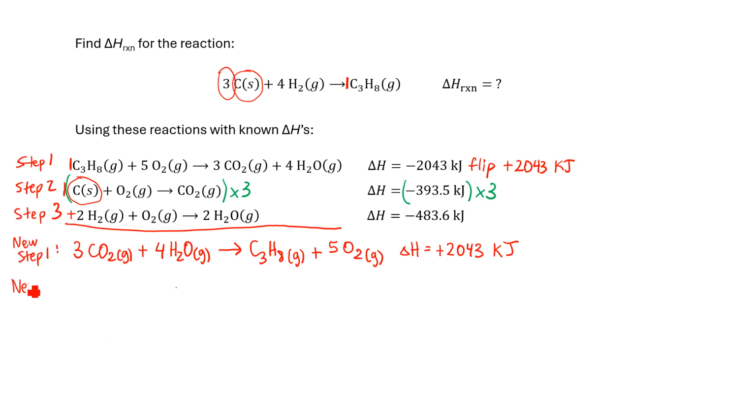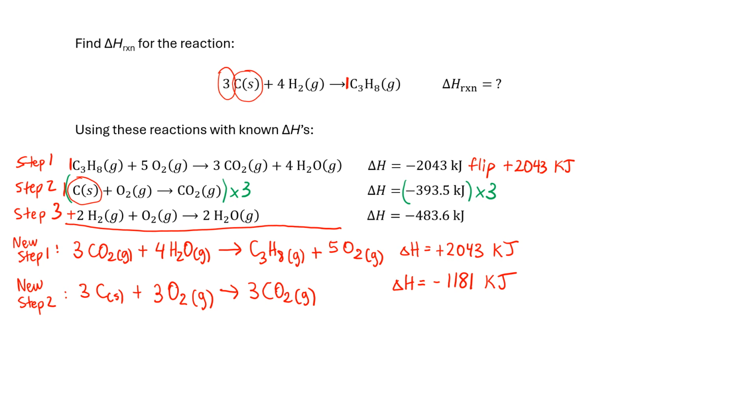Okay, so now we have our new step 2. That's going to be 3 carbon solids plus 3 O2 makes 3 CO2. All right, we multiplied everything by 3. The delta H for this is now going to be negative 393.5 times 3, which is going to be negative 1181. You could do that on your calculator, but that's what you get when you do this math. This is negative 1181.